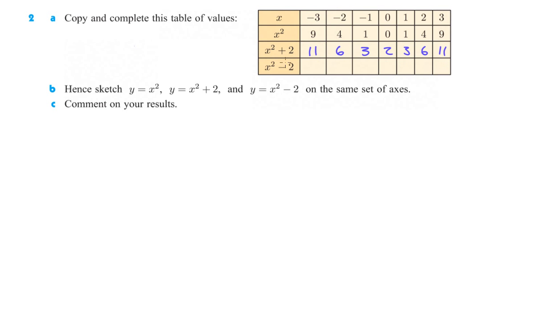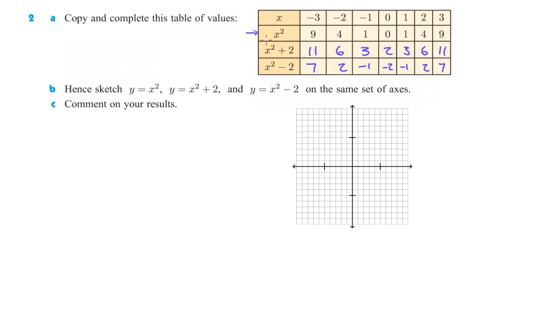Same idea, but instead of adding 2 for this row, we are going to subtract 2. So 9 minus 2 is 7, and then 2, negative 1, negative 2, negative 1, 2, and 7. Then it says sketch these on the same set of axes.